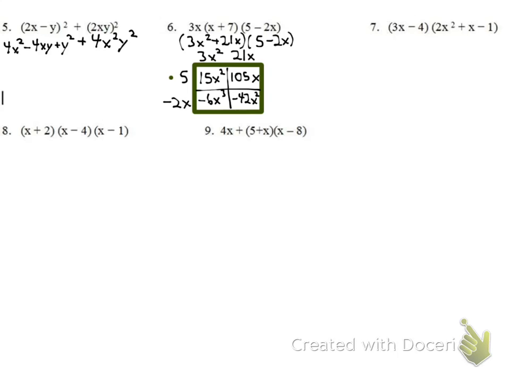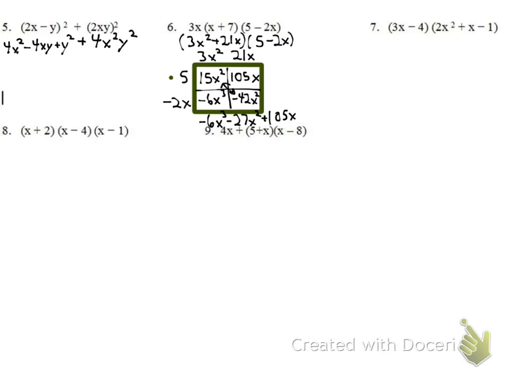From here, we combine like terms. I have 15x squared and negative 42x squared, so those are like terms. It comes out to be negative 6x cubed, and then negative 42 and 15, that's going to be negative 27x squared plus 105x. Move this down a little bit. And there's our result. Okay, now we go over to number 7.